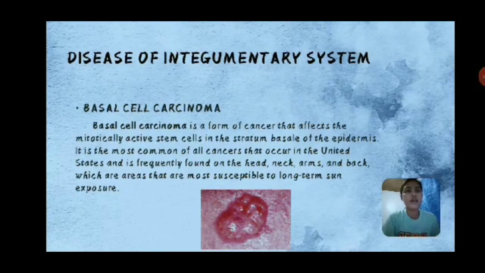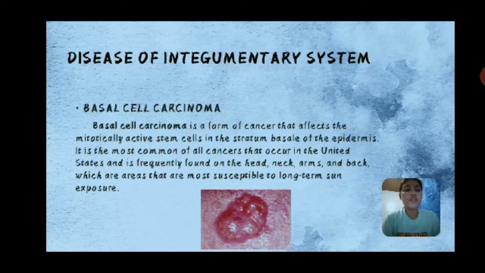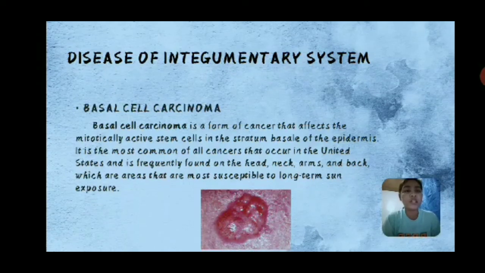So I'm here to discuss to you the diseases of the integumentary system. First is basal cell carcinoma. It is a form of cancer that affects the metabolically active stem cells in the stratum basale of the epidermis. Although UV rays are the main culprit, exposure to other agents such as radiation and arsenic can also lead to this type of cancer. Wounds of the skin due to open sores, tattoos, and burns, etc. may be predisposing factors as well.